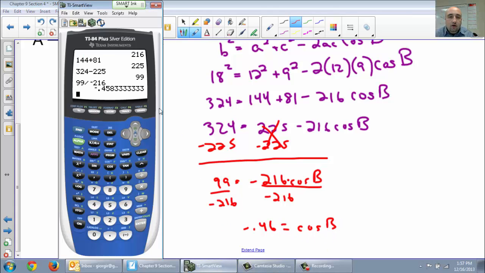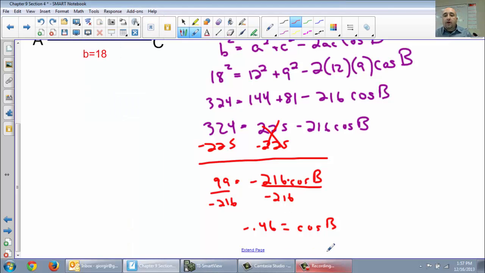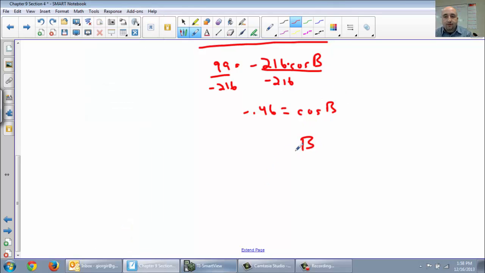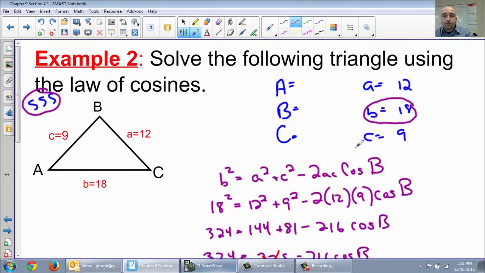Just let me make sure I didn't get that wrong. Yep, that's right. All right, so how do I get angles? You always hit what when you're getting an angle? Second. So second cosine, negative 0.46. And what's my angle measure? 117.3. So 117 degrees. So angle B is 117 degrees.